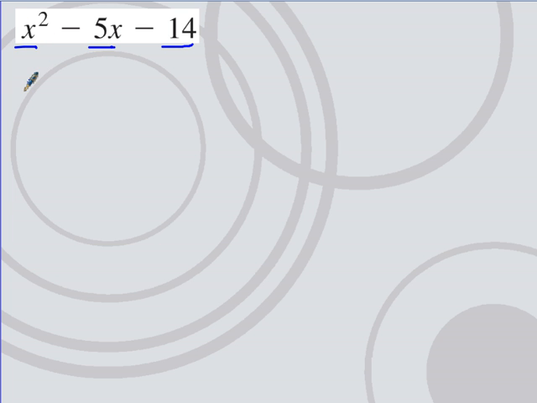If there are three terms, here's what you're going to do. A 1 out front is simply two sets of parentheses. What multiplies to give me x squared? You've seen this, right? And then we ask ourselves two questions. I need two numbers, which will go here and here. Those two numbers need to add to give me negative 5, and those same two numbers need to multiply to give me negative 14.